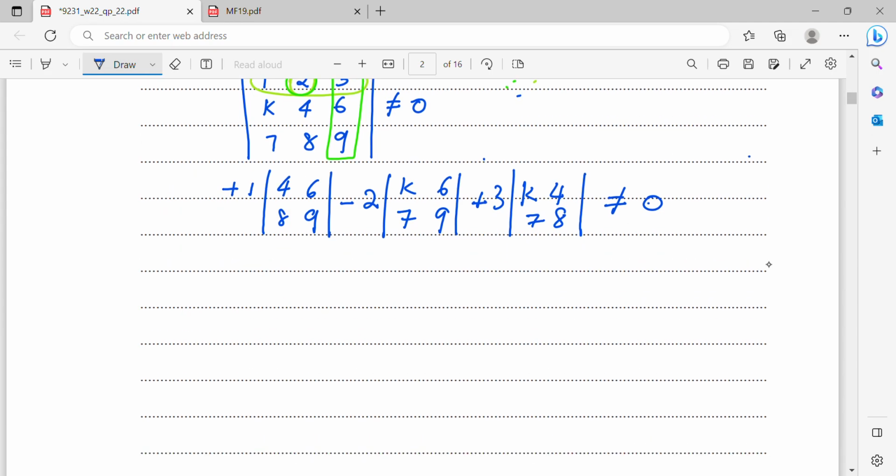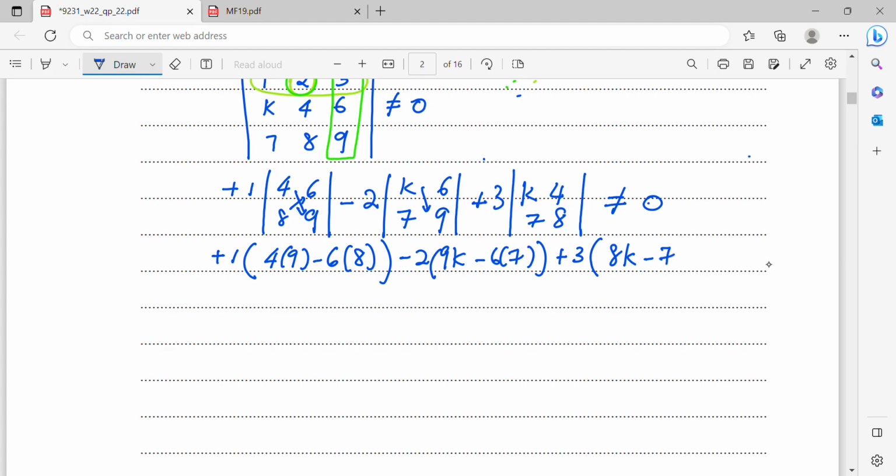Now we have reduced the 3 by 3 determinant to 2 by 2 determinants. It is very simple: take the first cross multiplication and minus the second cross multiplication. So you'll be getting plus 1 bracket 4 times 9 minus 6 times 8. And then minus 2 times 9 times k minus 6 times 7. And plus 3 times 8k minus 4 times 7, and not equal to 0.